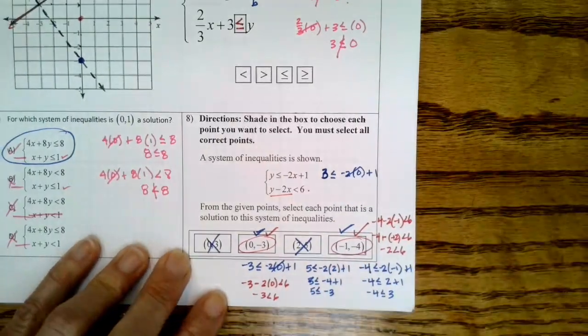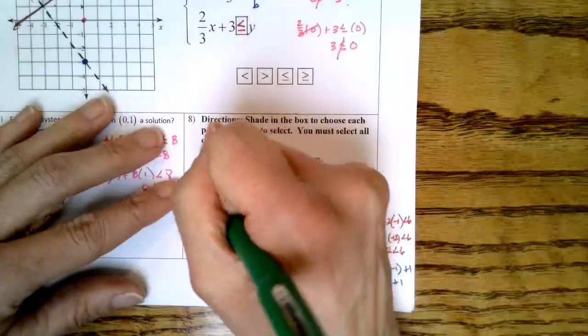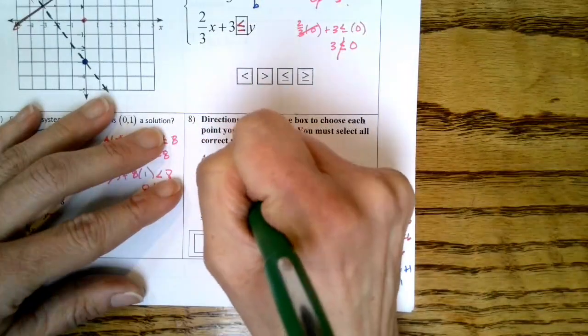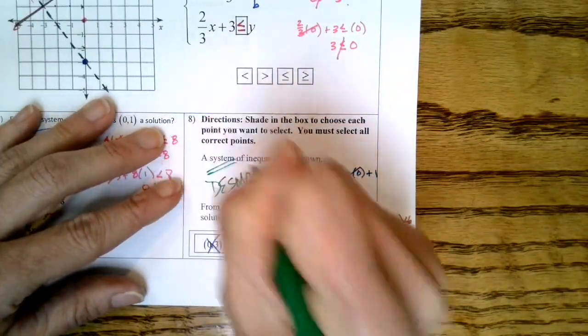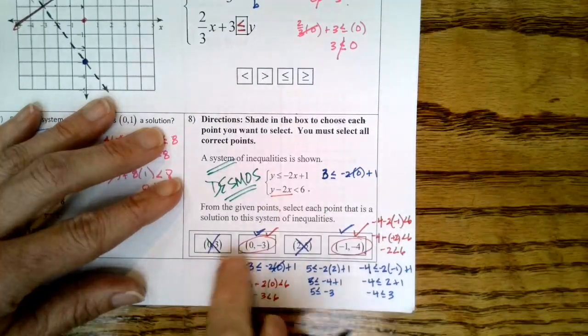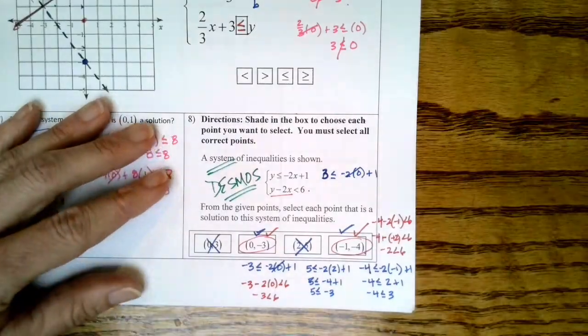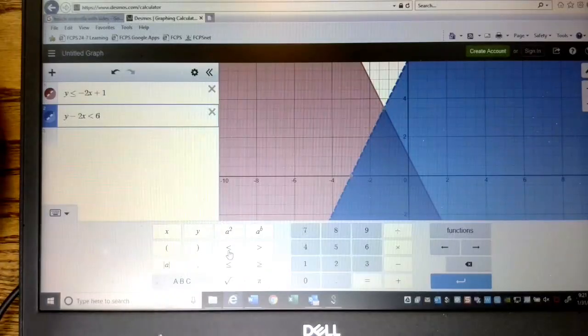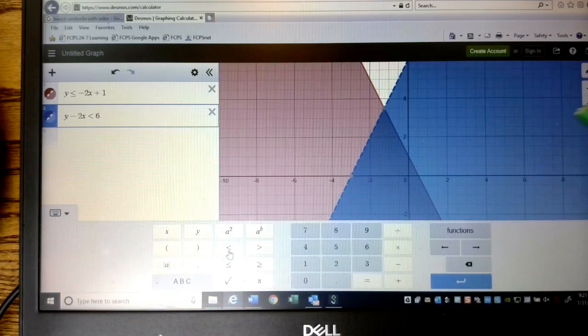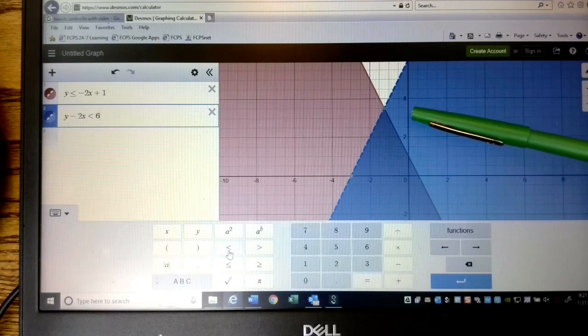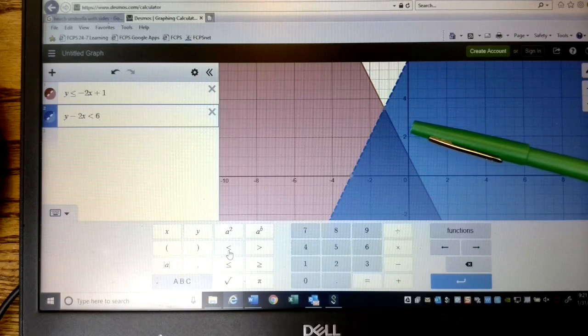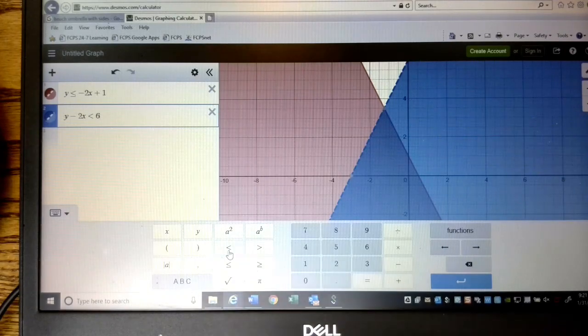Now, if that was too much work for you, guess what you can do? Go to Desmos, type in both of these, and see which of these points is in that shaded area. Okay, here it is typed into Desmos. And when I look at over 0 up 3, I see that over 0 up 3 is in the blue but not the red. So no, that's not a solution.